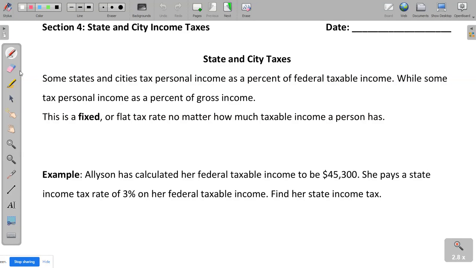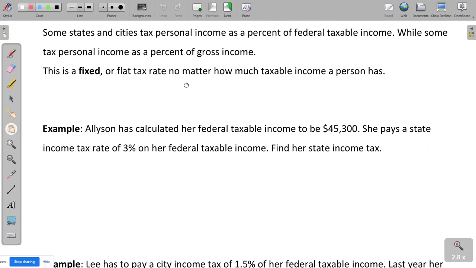Today we're going to be looking at state and city income taxes. Some states and cities tax personal income as a percent of their federal taxable income, while others do it on a percent of their gross income. This percent is a fixed or flat rate, so no matter how much a person makes, it's the same percent across the board. Let's look at some examples.